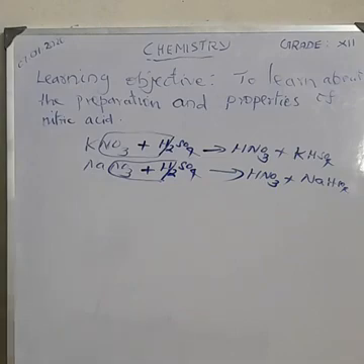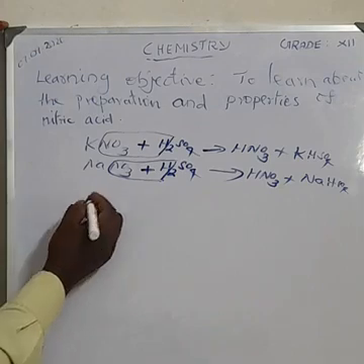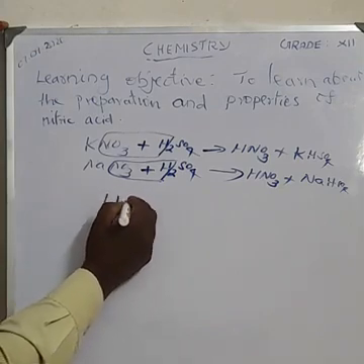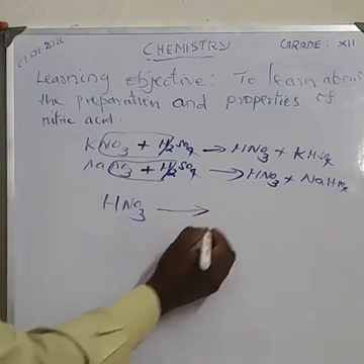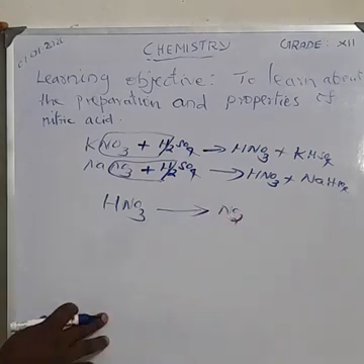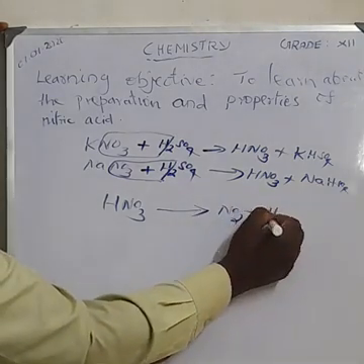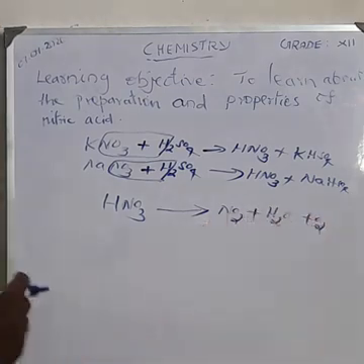I already told you that the temperature is kept low to avoid the decomposition of nitric acid. The nitric acid is a fuming liquid, which is brown in color due to the presence of nitrogen dioxide. How can you write the equation? Nitric acid, HNO3, undergoes decomposition to form NO2, nitrogen dioxide, plus water plus oxygen.